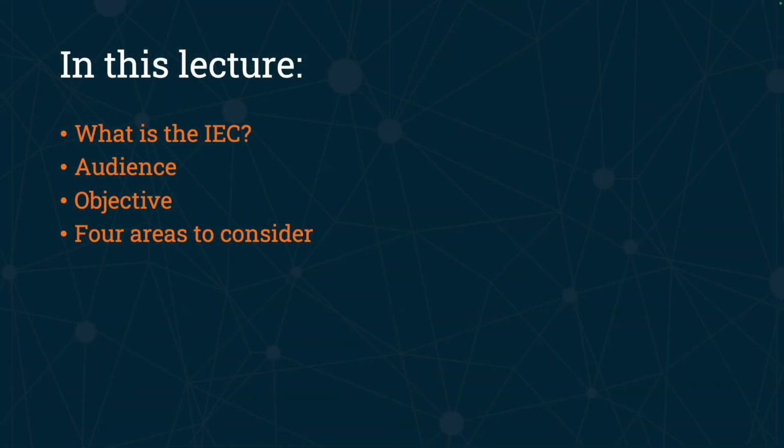In this lecture, we are going to talk about the ISO IEC Guide 51 safety aspects. We have just talked about ISO, and so here we will just explain what the IEC organization is. We will then talk about the intended audience and objectives for the documents, and then the 4 areas to consider and remember for the AIGP exam.